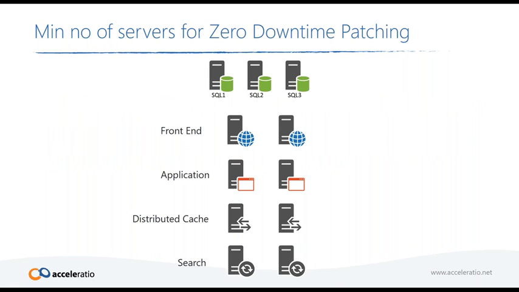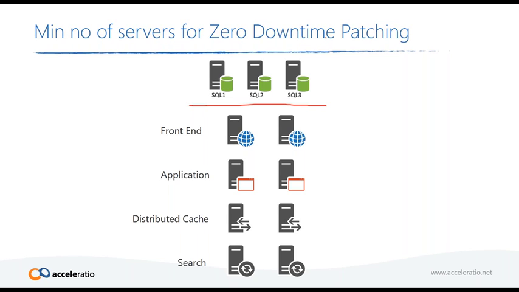So this is how a typical zero downtime patching farm would look like. If you want to have zero downtime patching, you need a minimum of 8 servers, because every single role needs to have 2 servers. This is what is required in order to have zero downtime patching. SQL Server is not part of the zero downtime patching story, so it's just shown here to have a complete picture.